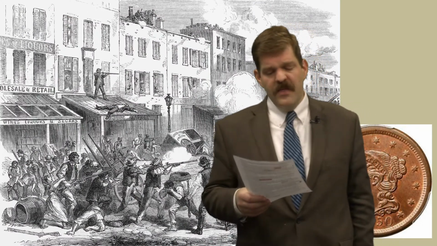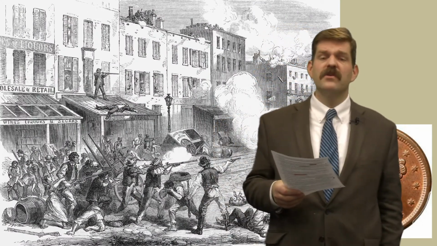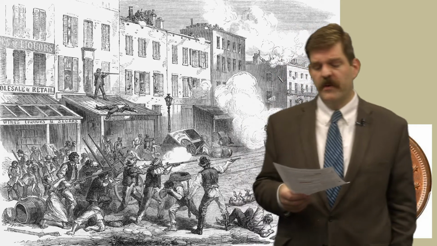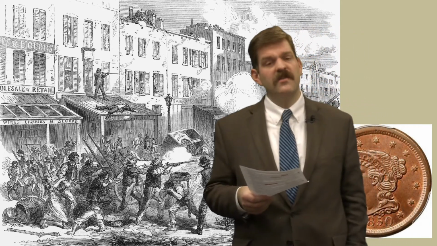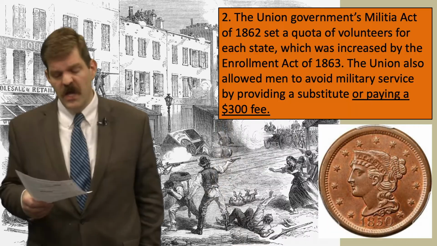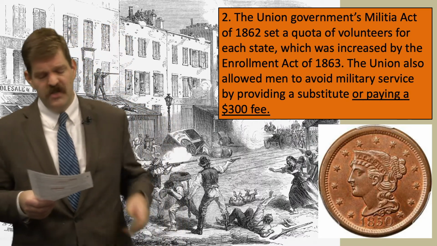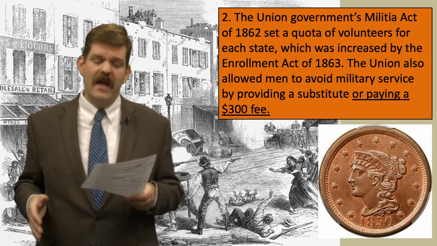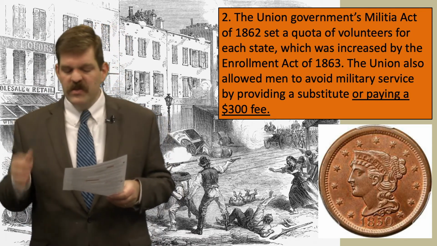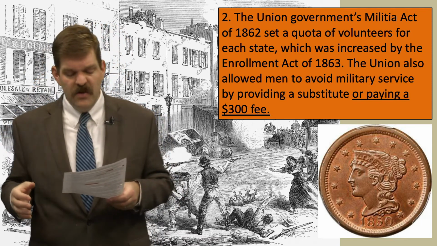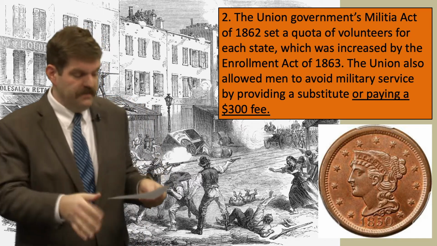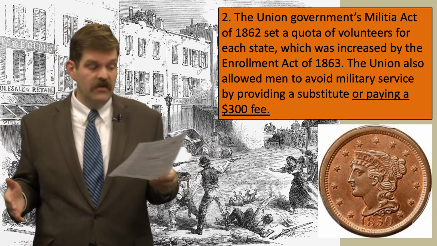Subpoint D. The military carnage of 1862 forced both sides into that total war we talked about earlier, utilizing all of the resources of both nations to win at all costs. The Union government's Militia Act of 1862 set a quota of volunteers for each state, and it was increased by the Enrollment Act of 1863. The Union also allowed men to avoid military service if they could provide a substitute or pay a $300 fee to do so.